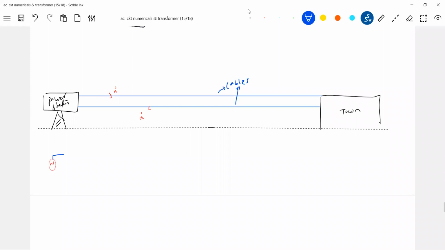Let's understand it in a practical way; it will be very easy for you. This is the town, and the town will offer resistance, and this is the power station. There's a cable carrying current. We call these the phase and neutral in the wirings.